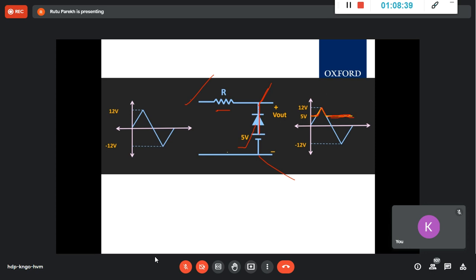Nothing to be confused. It is really simple. You just understand KVL when the diode is conducting and when it is not conducting. When it is conducting, this point and this point are shorted. So this point is 5 volt then. Okay, this is 0.